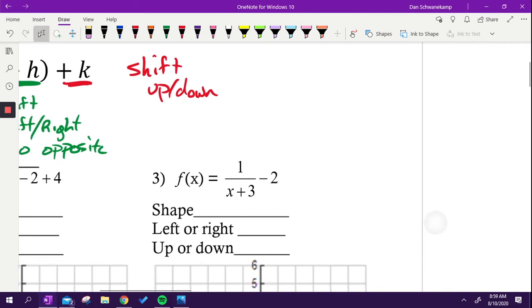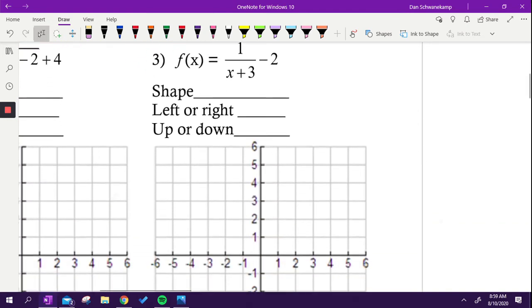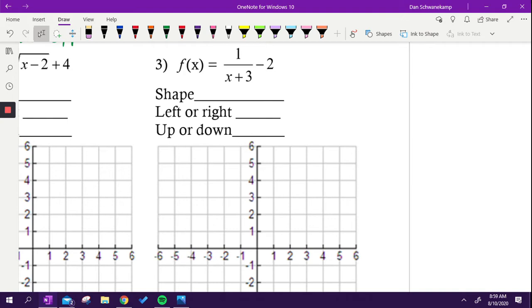Number 3, 1 over x plus 3, minus 2. Show me with your arms. What is the shape of that graph right there? 1 over x plus 3 minus 2. No, we forgot. We forgot all we did all day on Friday, and we know we are all wrong. We're all super wrong. Don't do that.